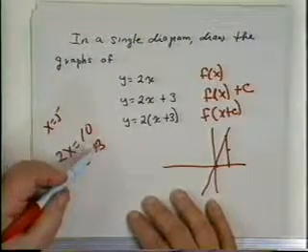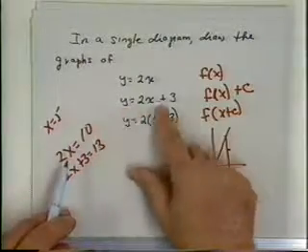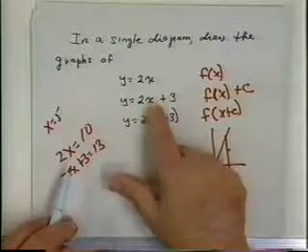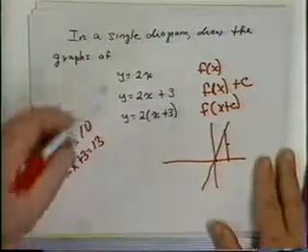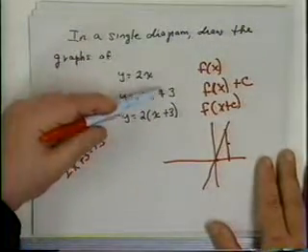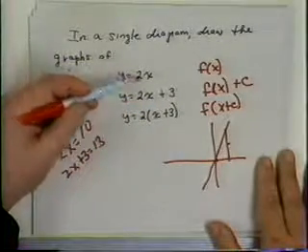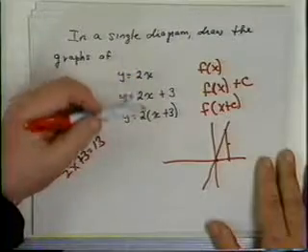Is it a coincidence that this is 3 more than this? No, because this function here says: take the answer you got here and add 3 onto it. In other words, what do you think the graph of y equals 2x plus 3 is going to look like? It's going to look exactly like the graph y equals 2x, only it's going to be what?